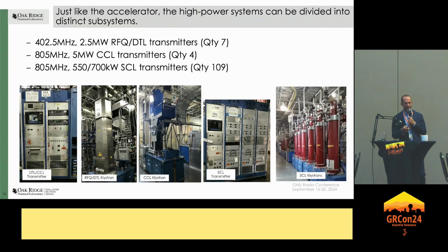Then we have 805 megahertz, 5 megawatt klystrons in the CCL. You can imagine the normal conducting takes a lot of power to get energy into the beam. SCL, not so much, right? Superconducting is a lot more efficient. So there we only need 550 to 700 kilowatts of peak output power to get the energy we need at that point in the accelerator. And those are what we call the little bitty red klystrons there on the right-hand side.